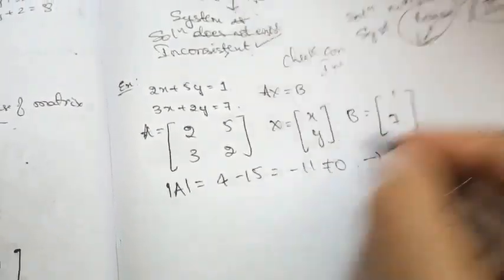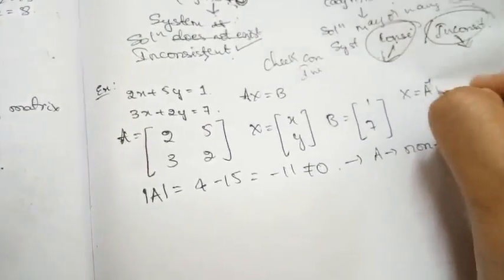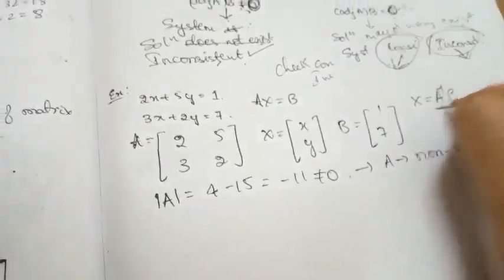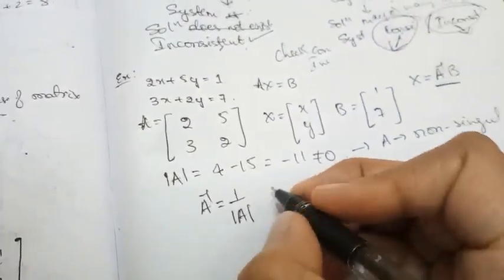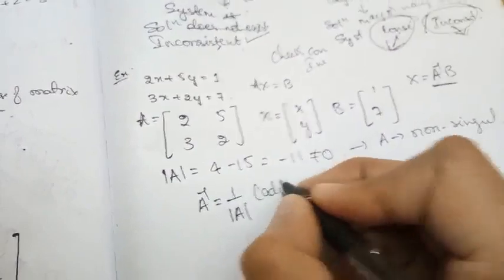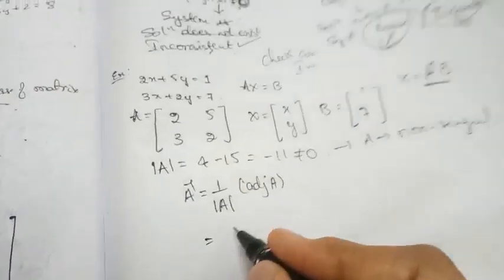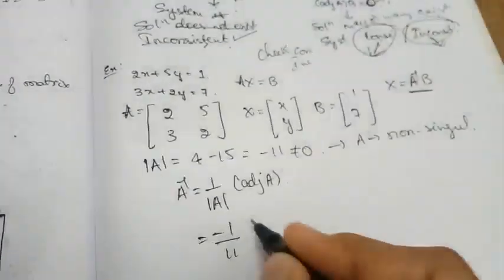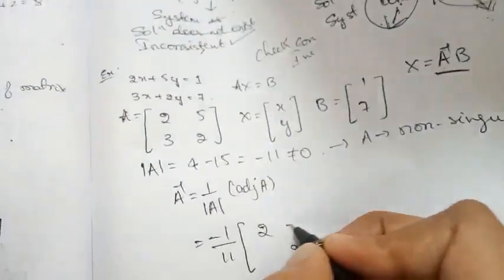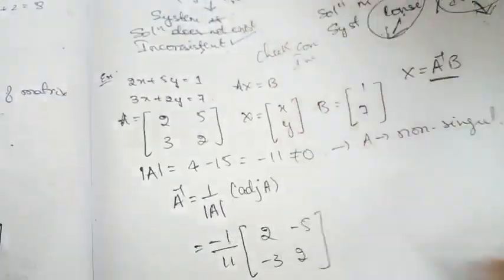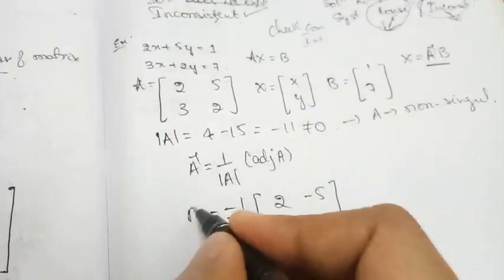To find the unique solution, we use the formula X is equal to A inverse B. Before that, we need to find A inverse. The formula for A inverse is 1 divided by the determinant of A, into adjoint A. Since it is of order 2, finding adjoint A is very easy. The determinant of A is minus 11, so we have minus 1 by 11. For adjoint A, we interchange the diagonal elements 2, 2 and change the signs of the others, giving minus 5, minus 3. This is our adjoint A, so now we have the value of A inverse.